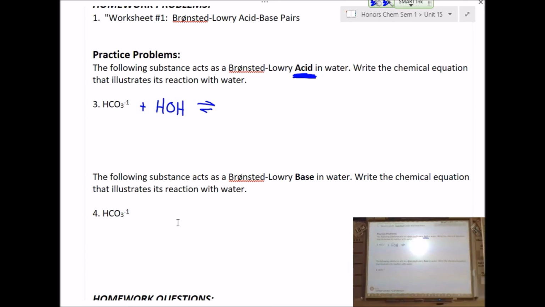So if HCO3 with a -1 charge, or bicarbonate, acts like an acid, what will I have on the product side? What's that? Water's acting like a base. If this is acting like an acid, that's good. So that's a good heads up. And how do you know that's acting like an acid? Because it says so right there. Good. Okay.